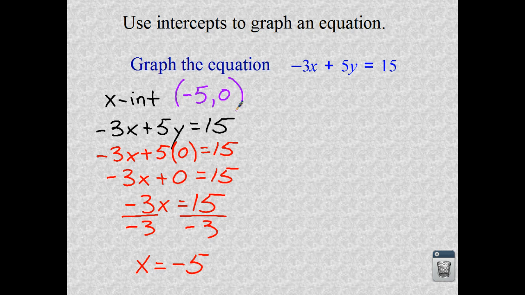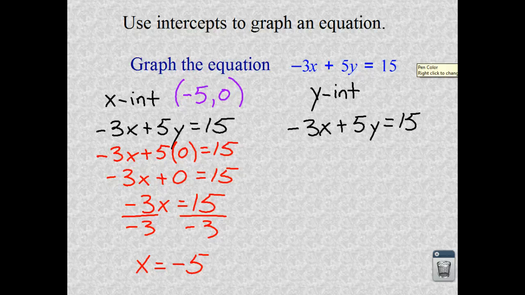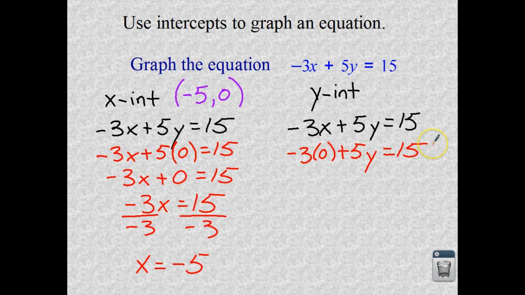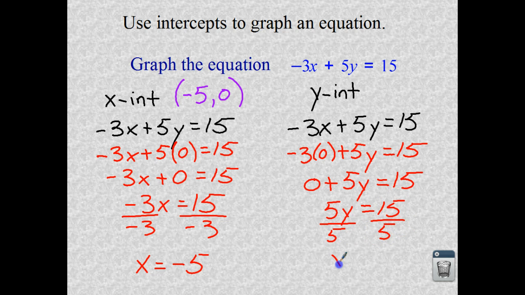Okay, now let's move over to the right and find our y-intercept. Same equation used. And now we're going to substitute in the x value with a 0. And y is equal to 3. So our second ordered pair is x is 0 and y is 3. So now we go graph that. So we have (-5, 0) and (0, 3).